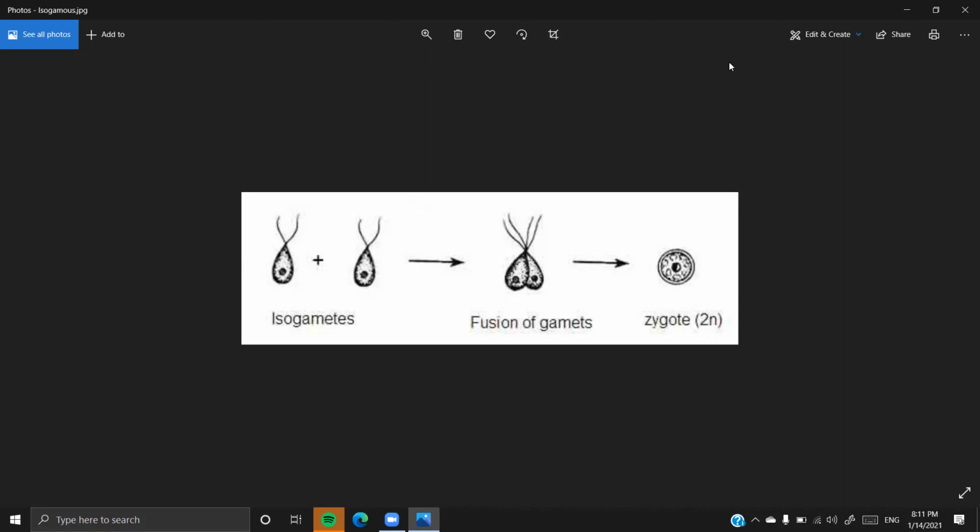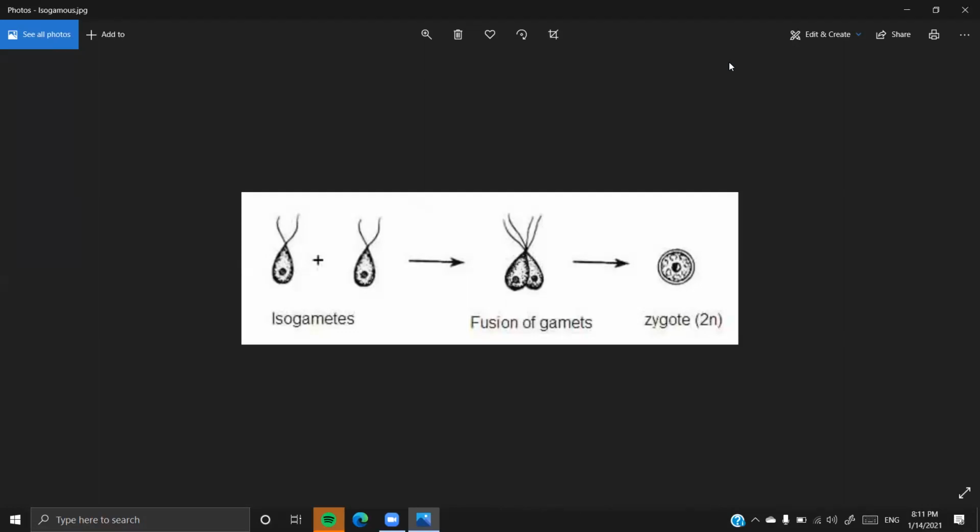In this short video, I would like to introduce you to the term isogamy. In most of the primitive algae and fungi, these are the two examples where you can consider the isogamous conditions, where we need to understand that the fusion of the gametes, the male and the female gametes, is called syngamy.